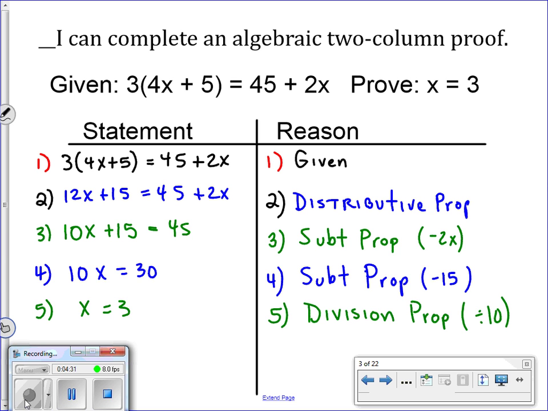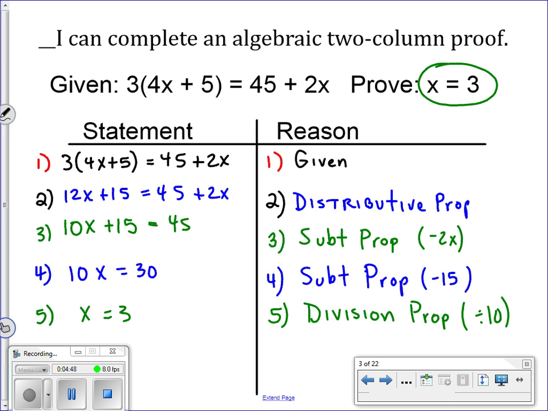All right, and there you have it. Now notice the last statement of my proof, x equals 3, matches exactly what I have here. I don't have 3 equals x, I have x equals 3. Now I set up my proof so that my x's end up on the left-hand side, and that's great. Sometimes that doesn't happen, and so we have to flip it in our proof.